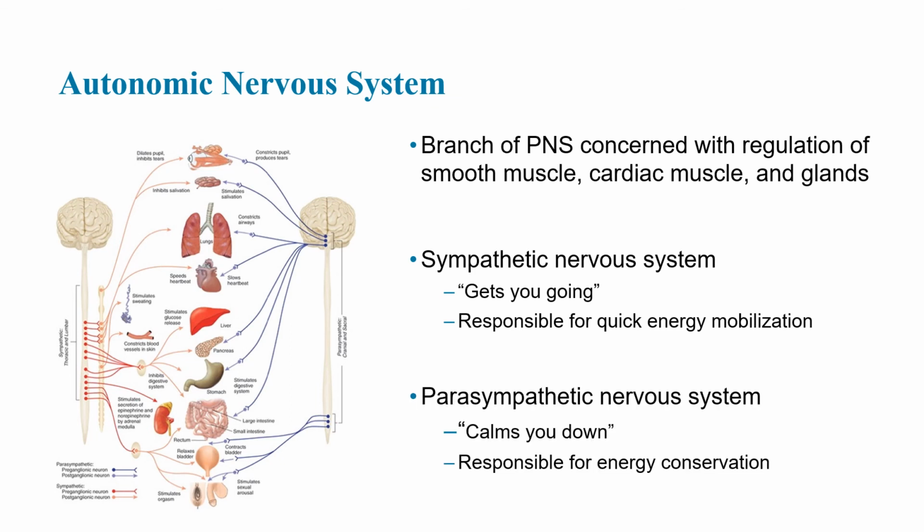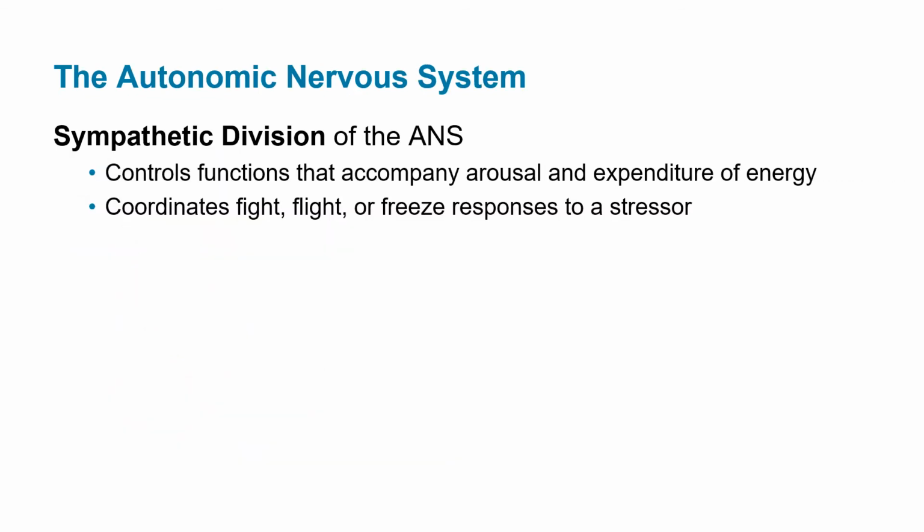The opposite of that is the parasympathetic nervous system, the part that calms you down, that brings you back to normal, that is more responsible for conservation of energy. So both of these work together throughout your day depending on the arousals you have in your environment. So let's look at those a little bit more. The sympathetic division controls functions that accompany arousal, expenditure of energy, fight, flight, or freeze response to stressors.